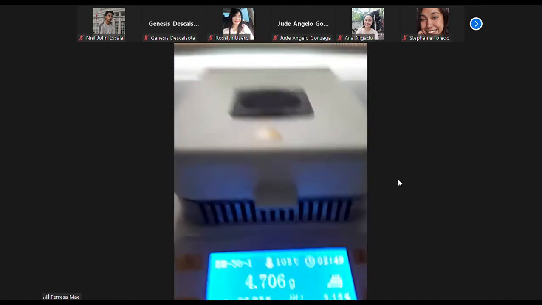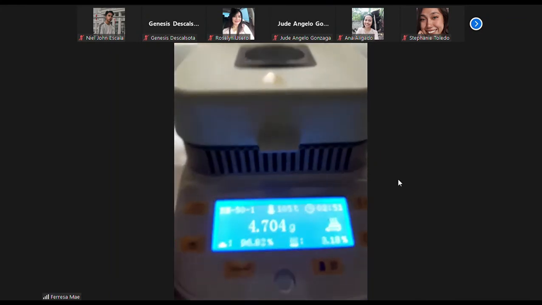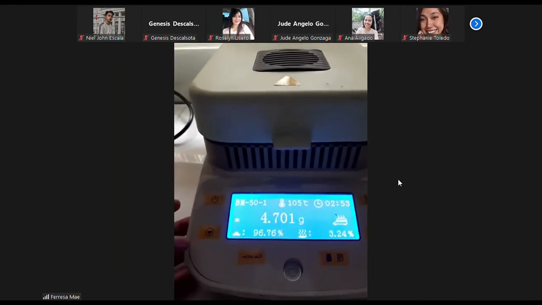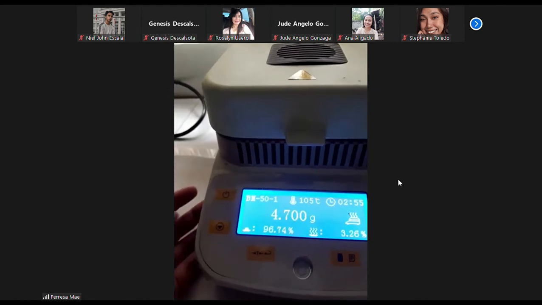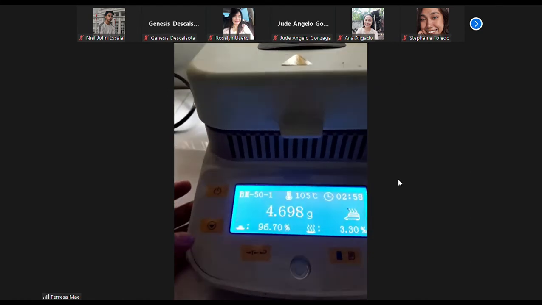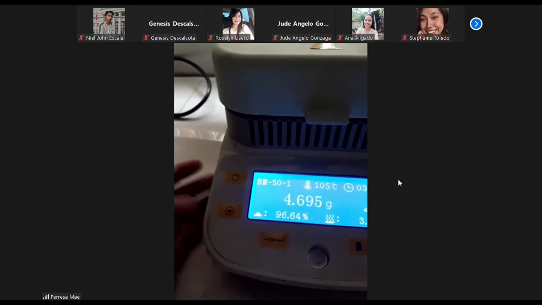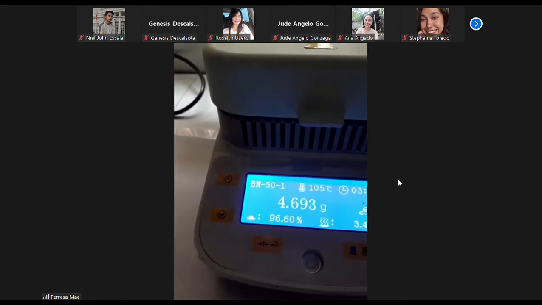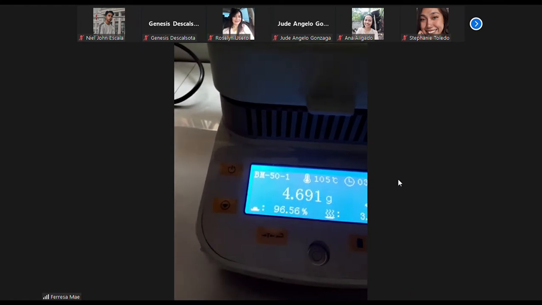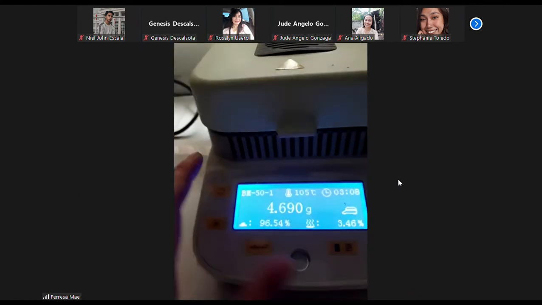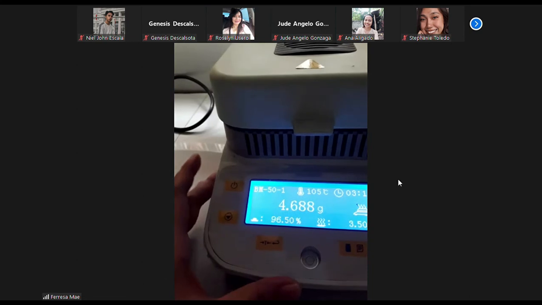So mas lasig na siya kumpara sa conventional type na oven drying. Kaya yung oven drying mas dugay siya. Dayon pa mo pang exact constant weight niya. So ma-desiccate ka pa, ma-weigh ka pa para makuha mo yung constant weight. So mas nami ni siya ang rapid kay mas lasig siya.